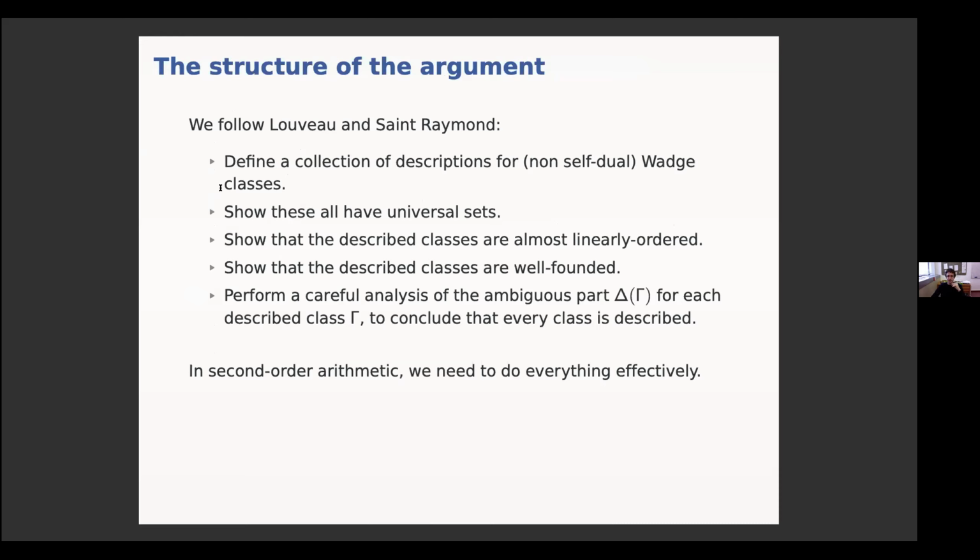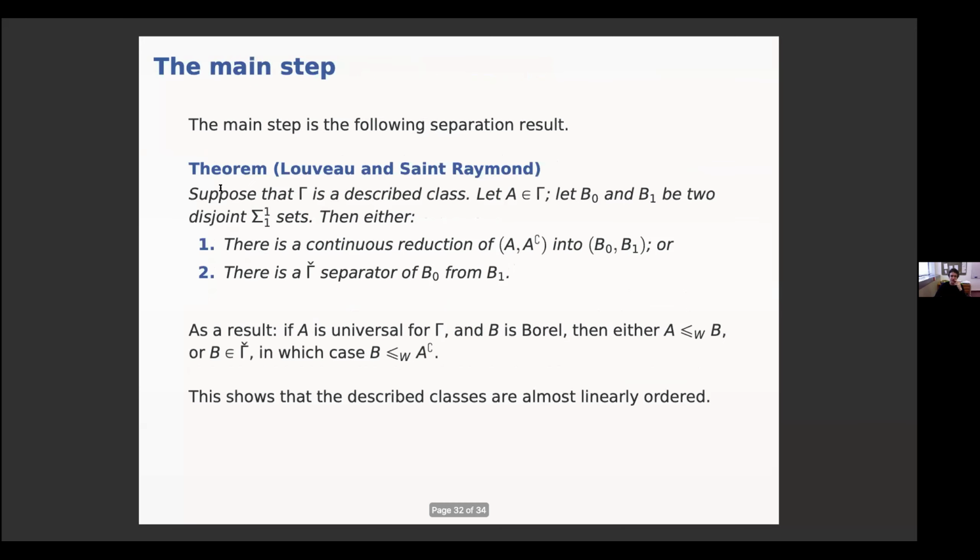What they do is they first define descriptions of all Wadge classes and show that they have universal sets. Then they show that the classes with descriptions, since we haven't yet proved that all the classes have descriptions, the described classes, are almost linearly ordered and well-founded. Then they carefully understand the delta part of every described class to prove that all classes are described. And in second order arithmetic, we need to do everything effectively.